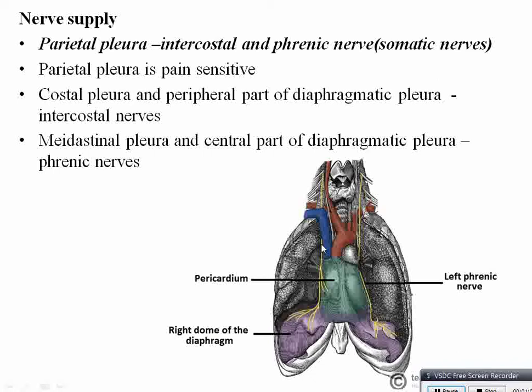Phrenic nerves can be seen in this diagram. These are the phrenic nerves. Phrenic nerves are the nerves which are supplying the diaphragm and also the pleura.